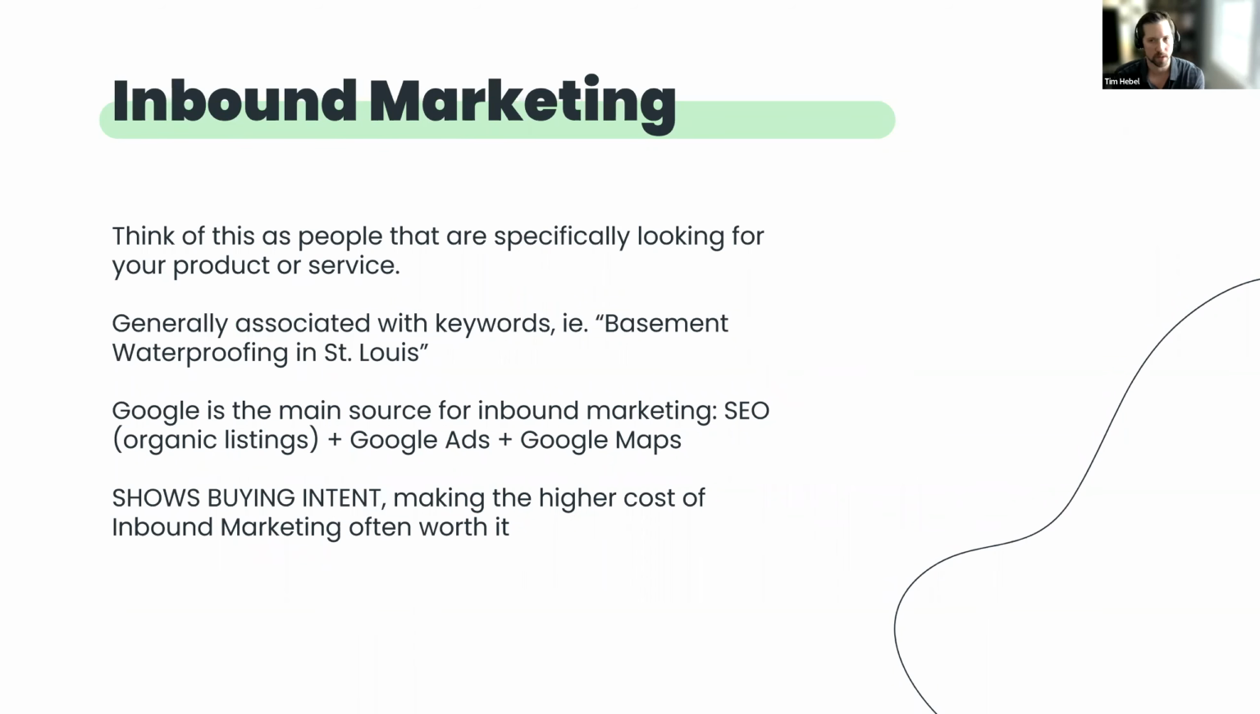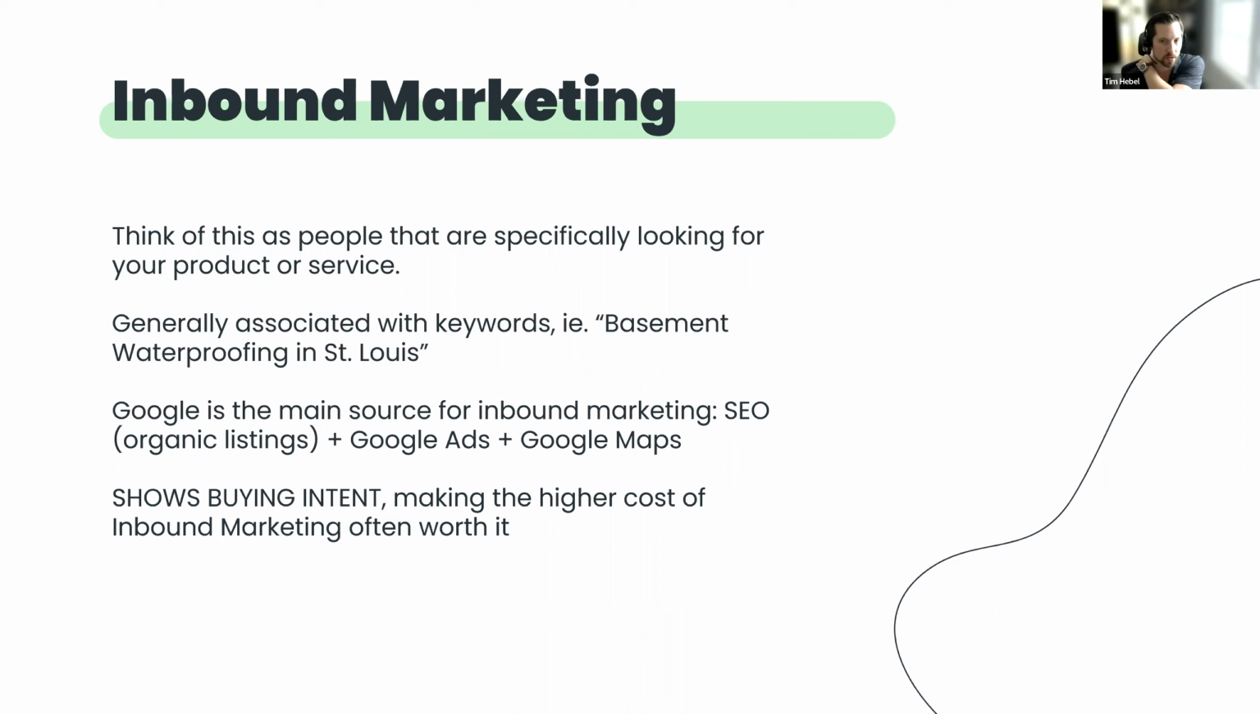So the first of those three broad categories we'll go through is inbound marketing. Like I said, think of this as people that are specifically going out there onto Google and looking for your product or service. And I keep saying Google. Yes, there's other search engines, but Google has 90% of the market share, so we mainly just say Google. It's generally associated with keywords, something that someone would be searching for, for example, basement waterproofing in St. Louis.